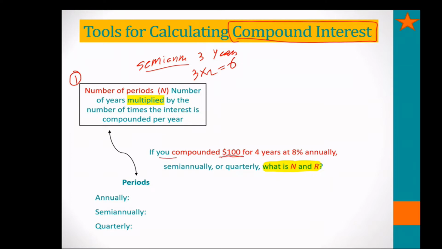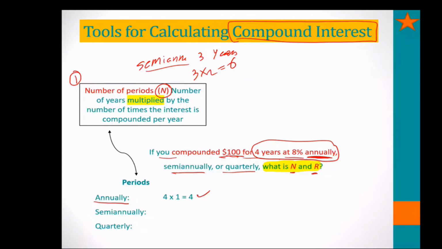If you compound $100 for 4 years at 8% annually, semi-annually, or quarterly, what is N and R? What is N? How many periods? In this example, it's 4 years, 8% annually. Annually is once a year. 4 years means 4 periods, 4 times 1 equals 4 if it is compounded annually.